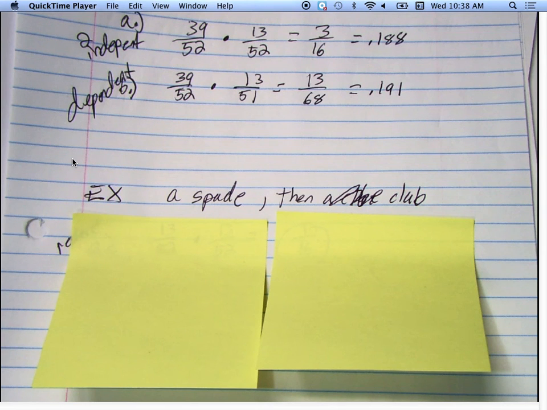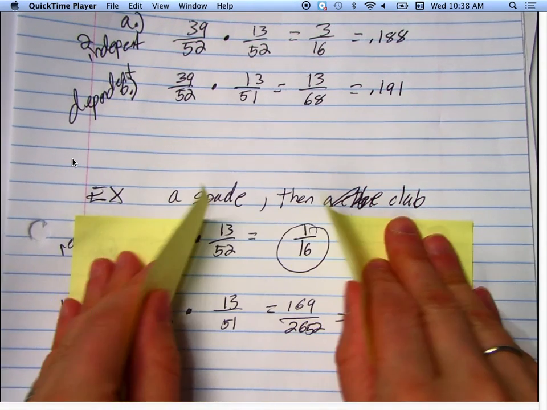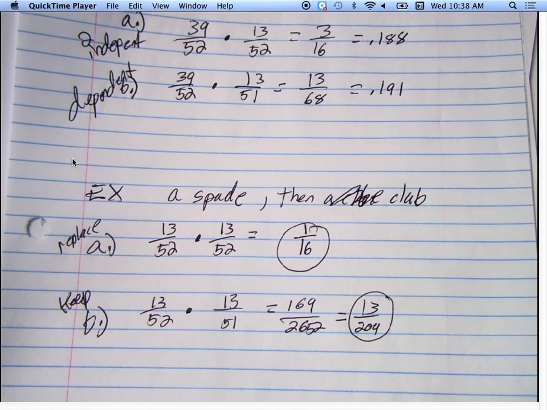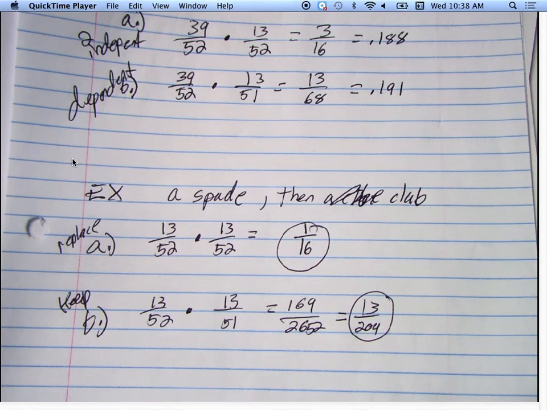Are you ready? So if I'm replacing the card each time, it's 13 out of 52 times 13 out of 52, which is 1/16. If I keep it, it's 13 out of 52 times 13 out of 51, which is 169 over 2,652, which reduces to 13 over 204.